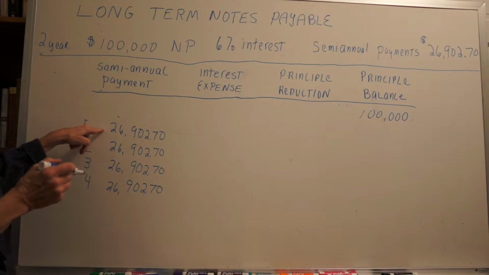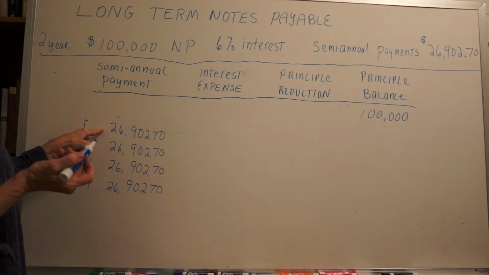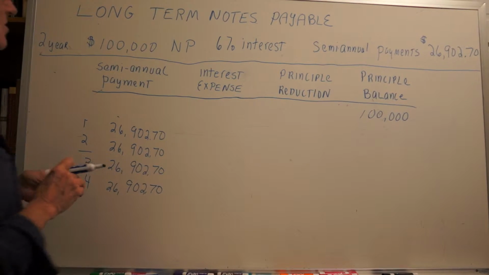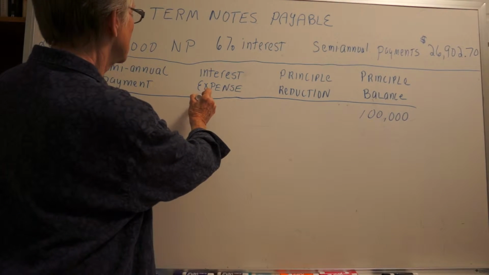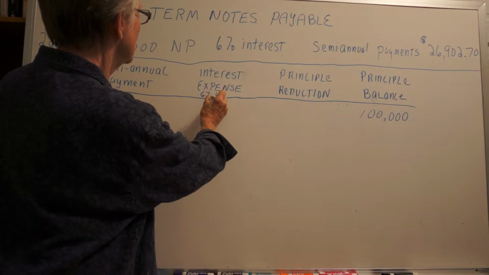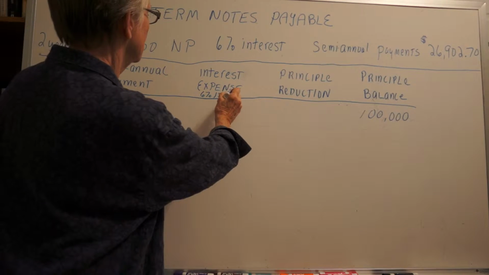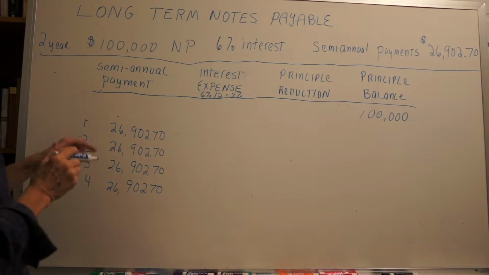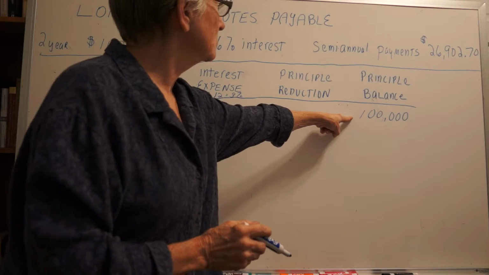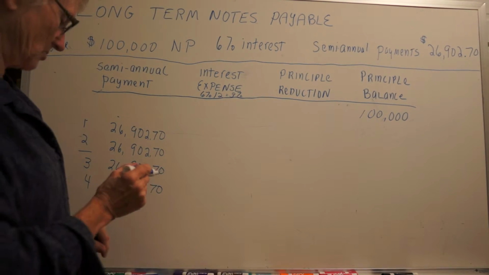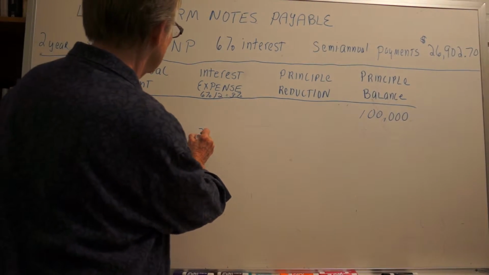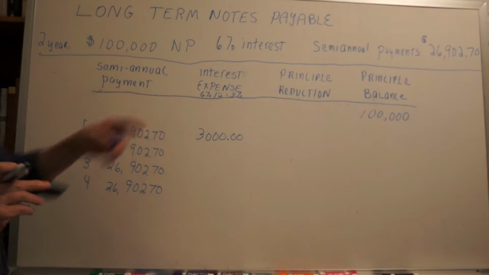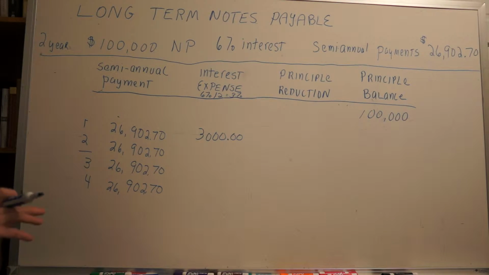And then we have to figure how much of this first payment is interest and how much is principal. Well, we have 6% annual interest, but we're making 2 payments a year. So the interest expense is going to be 6% divided by 2, so we could just use 3%, because there's 2 payments each year. So we would take the principal balance, multiply it times 3%, so our first interest portion is $3,000. That's $100,000 times the 3% interest for half a year.